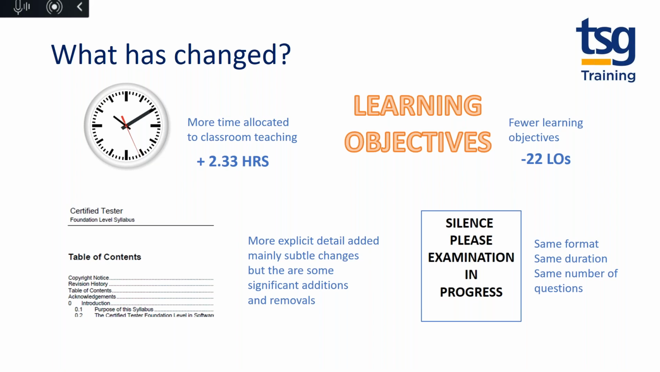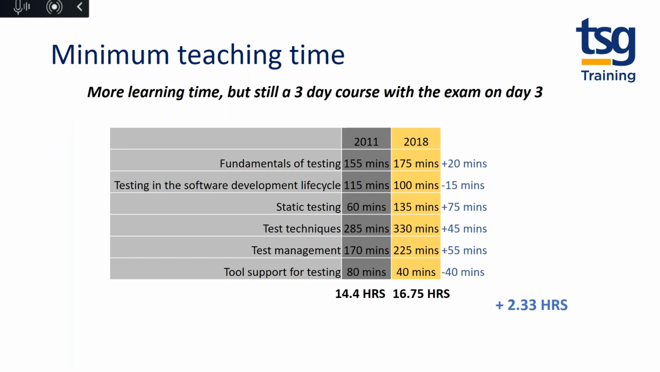The learning objectives, there are fewer of them, and some of them have changed, but we've got more time to teach you, and you've got more time to pick up, absorb and learn, and also, really beneficial for you, to be able to ask questions of the trainers. The minimum teaching time has been increased by 2.33 hours, but this is still a 3-day course. It's still quite practical to fit all the content into a 3-day course and still have time for the exam on day 3. This table shows a bit of the detail of the syllabus sections and how that time change is affecting them.